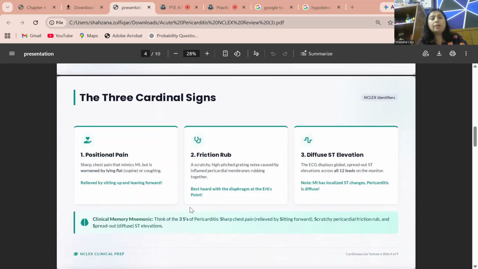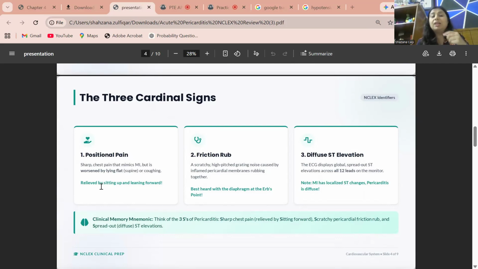Okay, now what are the main signs that a nurse should know for preparing for the NCLEX or for practice? The main sign that a nurse recognizes that the patient is developing acute pericarditis is positional, sudden sharp chest pain that mimics MI. As I previously told in this lecture, the NCLEX tries to trick you here with ischemic heart disease and acute pericarditis because both signs and symptoms are similar.